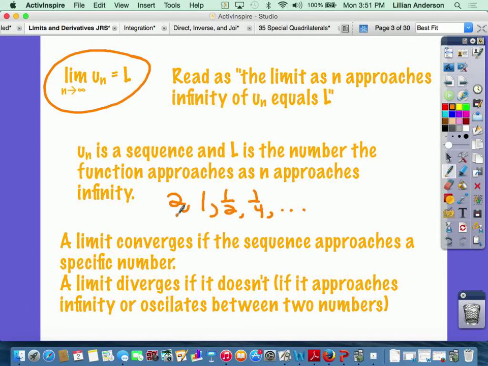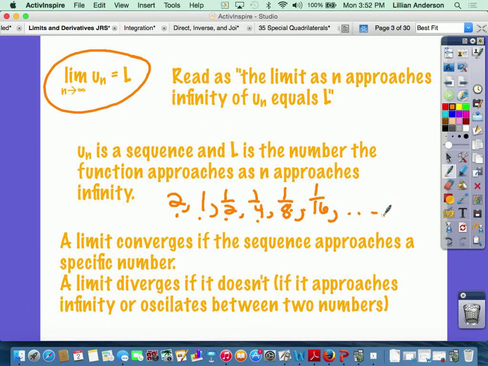As you look at this sequence, as you go from term to term, the closer that n gets to infinity, what number is it getting very close to? Now, a limit converges if the sequence approaches a specific number. So in this particular case, as I continue through my numbers, the next term would be 1/8, the next term after that would be 1/16, and so on and so on.